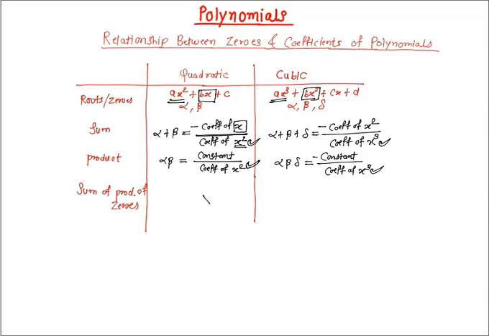Now, let's write the sum of product of zeros for a cubic polynomial. We don't have this relation for a quadratic polynomial, so let's write it for cubic. It is alpha beta plus beta gamma plus alpha gamma equals coefficient of x divided by coefficient of x cube. So here in this case also the denominator will be the same. These are all important formulas that you should remember.